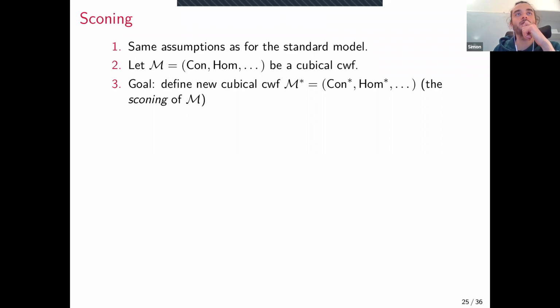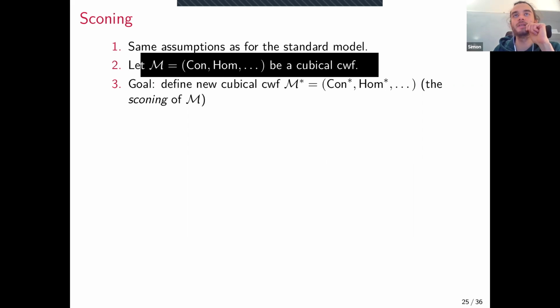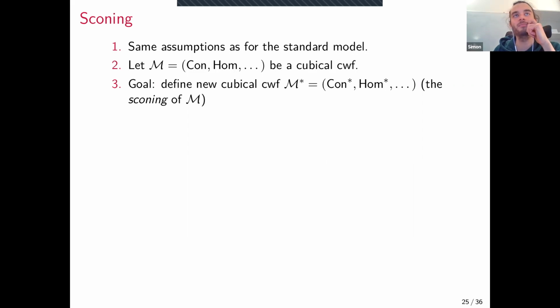Right, let's go to the sconing. What we start with is we assume the same stuff as we did for the standard model, because we will use the standard model. And otherwise, we will just start with an arbitrary cubical CWF. So we have this M, denoted M, and the structure we will just write as con, hom, and so on. And then what we're going to do now is to define a new cubical CWF, the sconing of M, which I write as M star, consisting of con star and so on.